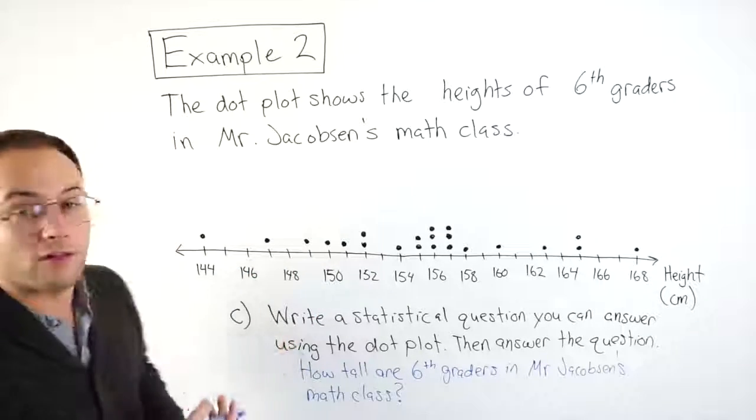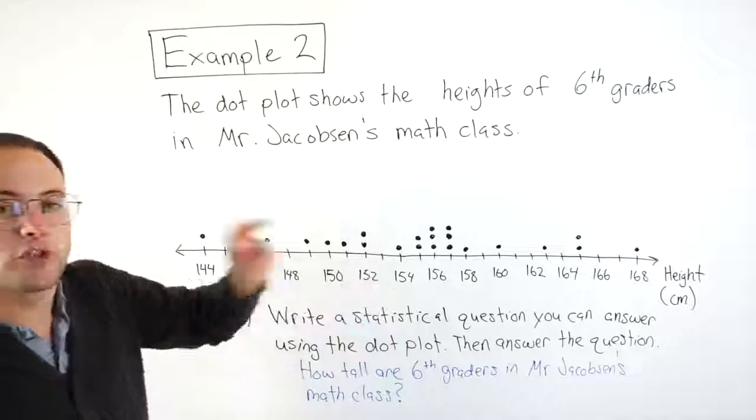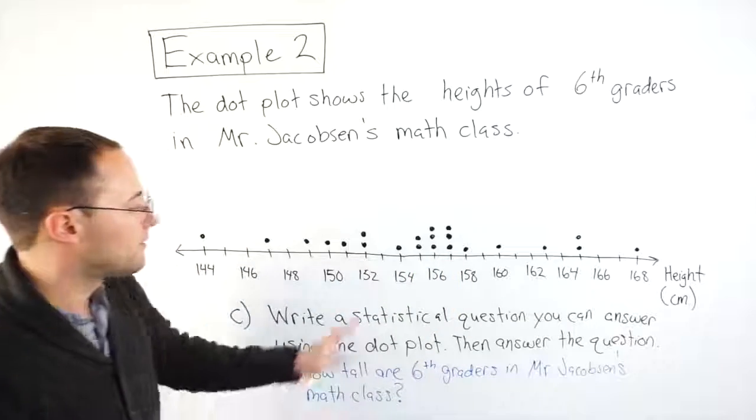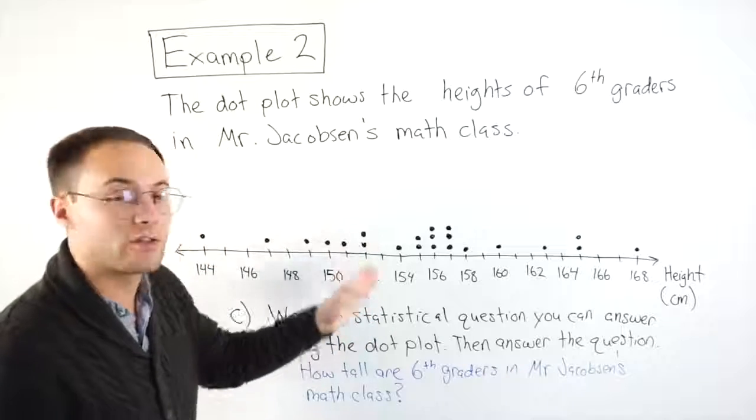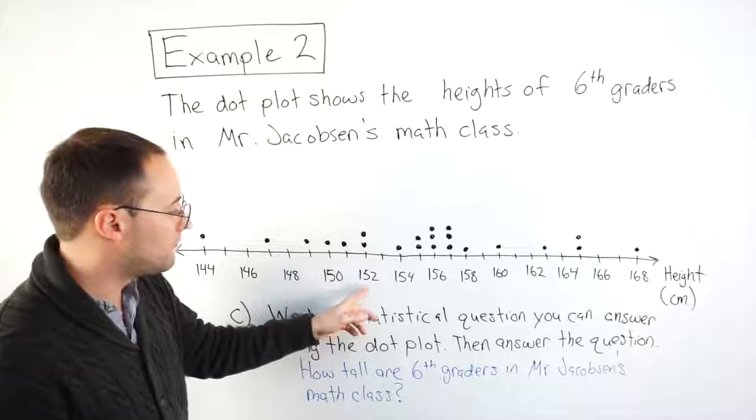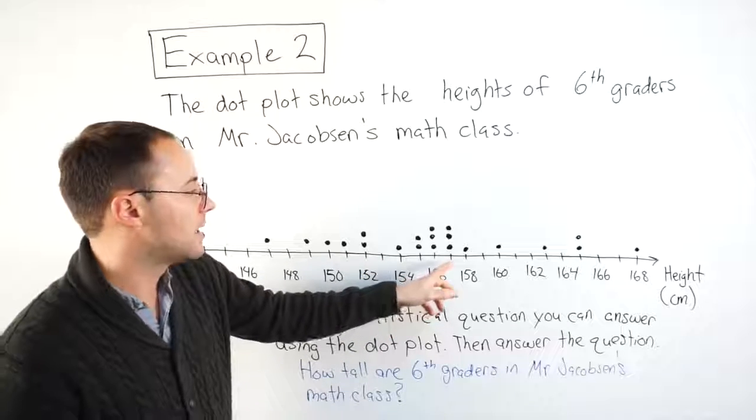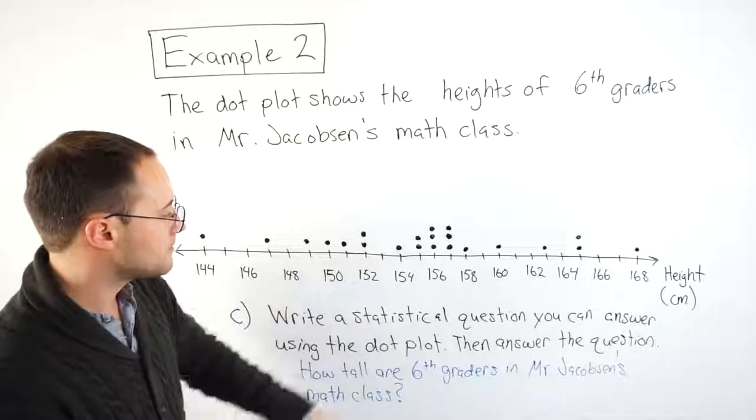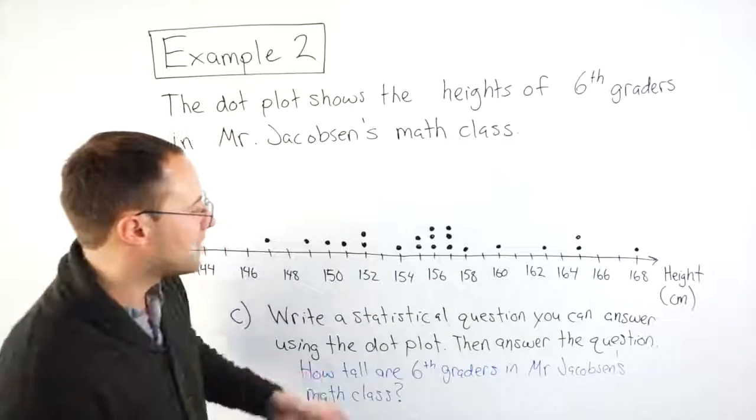Well, how tall are most 6th graders in my math class? If you look, we have two peaks right here. There's 156 and 157. By the way, you may have noticed I didn't label every single dash, but if you notice, I'm going by the same amount. So 152, that would be 153, 154, 155, 156, 157, 158. That's fine. You can do it that way. Just be consistent. So we've got peaks here at 156 and 157.